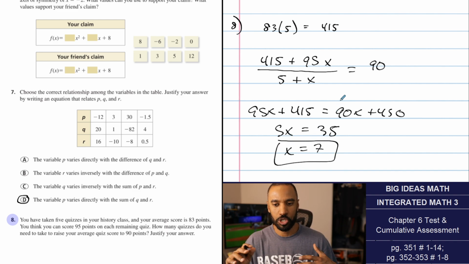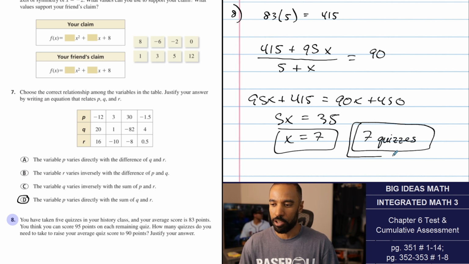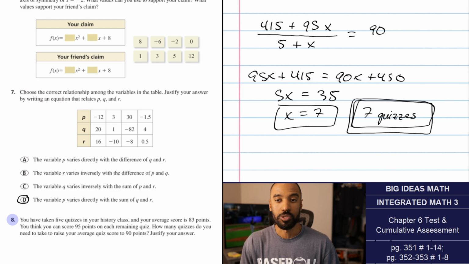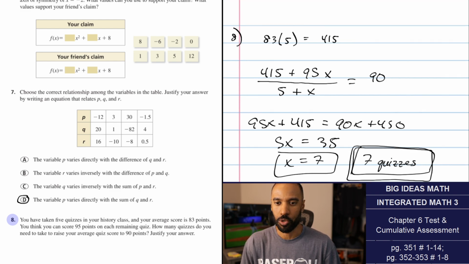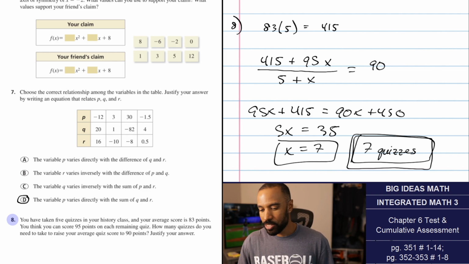Now, I'm not going to vouch for whether that's correct by plugging it in, but you can try it for yourself. You can do 7 more quizzes with an average of 95. Basically, do 95 times 7 plus 415 and divide it by 12. So 7 quizzes will get you up to that average score of 90 if you get 95 each time from what you have now.